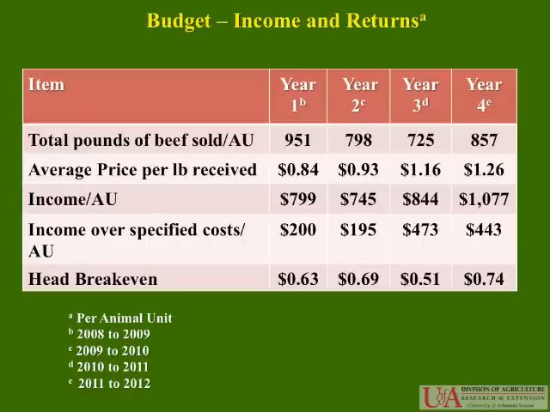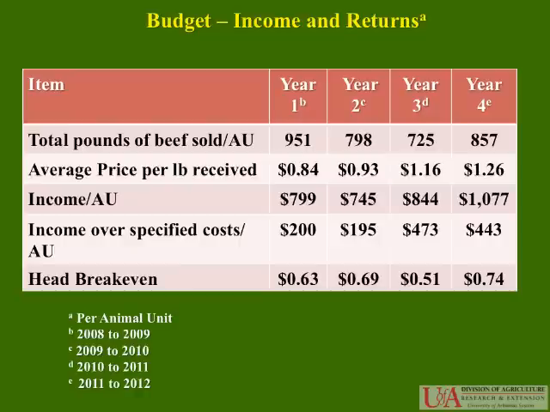Average price per pound received, and you can see how that's gone up over time. That includes everything that you sell, cull cows, calves, everything. That's the way we calculate that. Income per animal unit has increased tremendously over time, and that's primarily because of the market and because we're selling more calves.